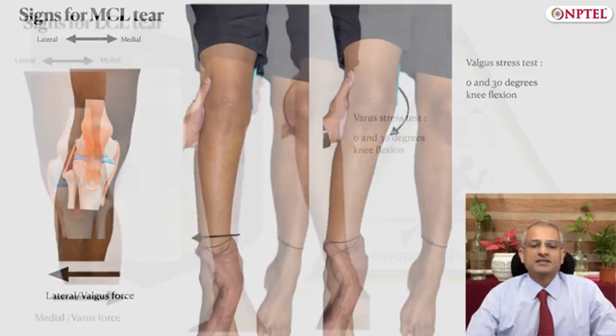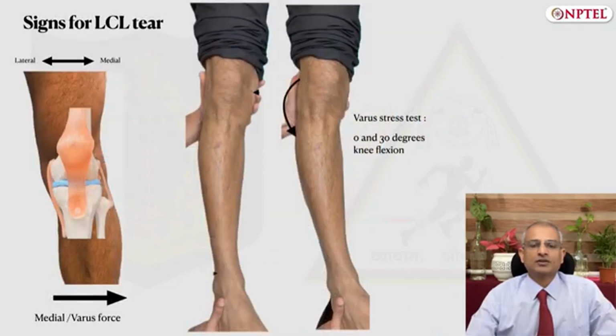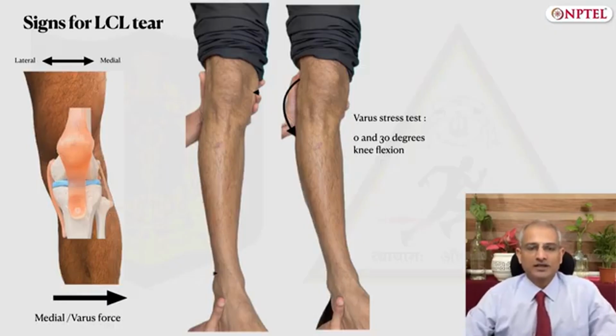Similarly, a varus stress test is done for the lateral collateral ligament injury, and this is also done at 0 and 30 degrees of flexion. Laxity at 0 degrees indicates a combined LCL with a posterolateral corner and a cruciate ligament injury, whereas laxity only at 30 degrees of flexion indicates an isolated LCL injury.